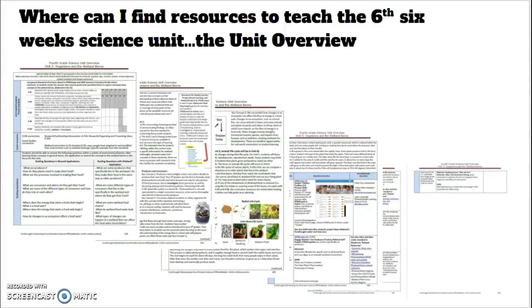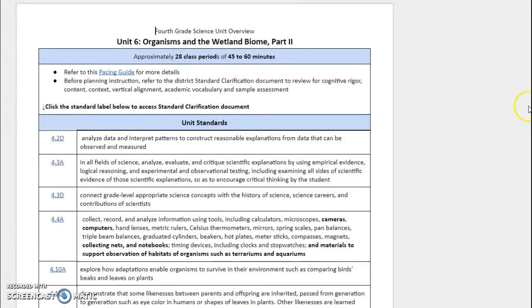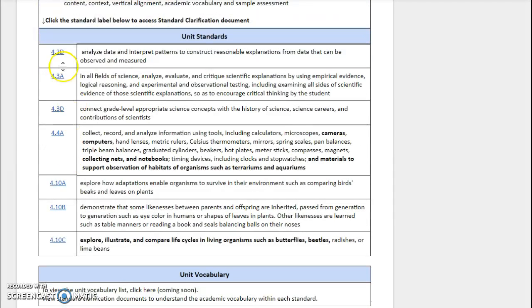Okay, so next I wanted to highlight some things that I think will be useful for you in the unit overview. So what I'm going to do is bring over the Unit 6 overview and point out a couple of things. First of all, I want to make sure you know the pacing guides that we just looked at are located right up here in the unit overview. And here are our standards. The clarifiers are linked over here to the left.